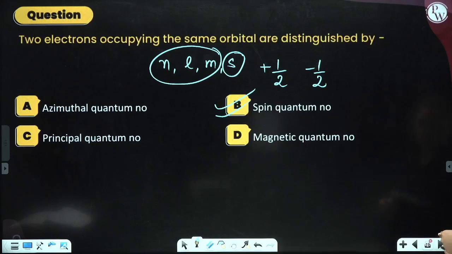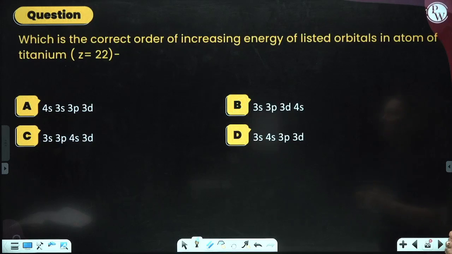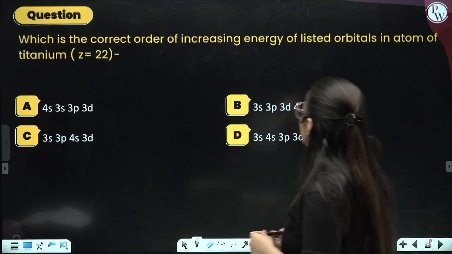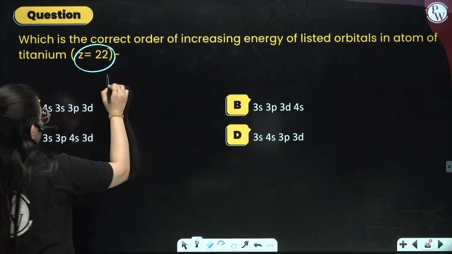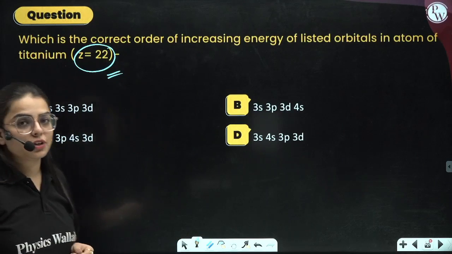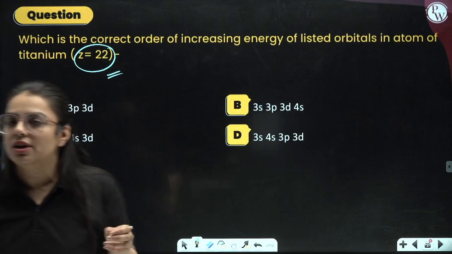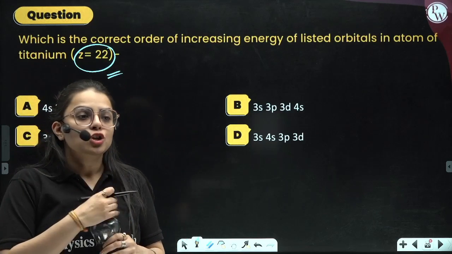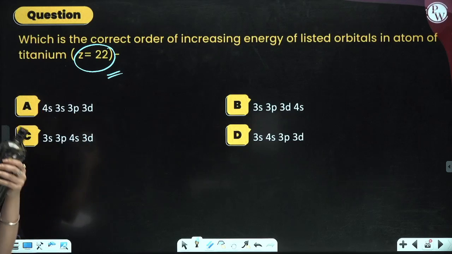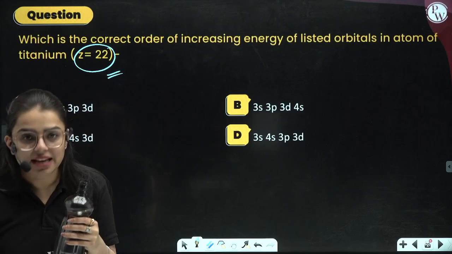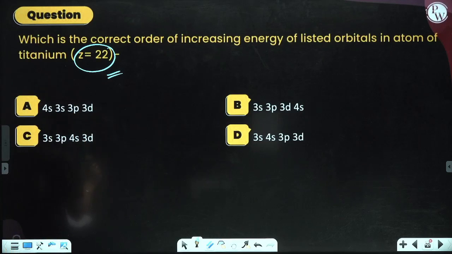Okay, now moving on to the next question. Which is the correct order of increasing energy of listed orbitals in titanium when Z is equal to 22? Now, first of all, write the electronic configuration. Giving you a minute, write the electronic configuration fast so that I can tell you which of the following is in increasing energy. Increasing energy we can also do in the form of n plus l value. Yes, students, kindly do it fast.